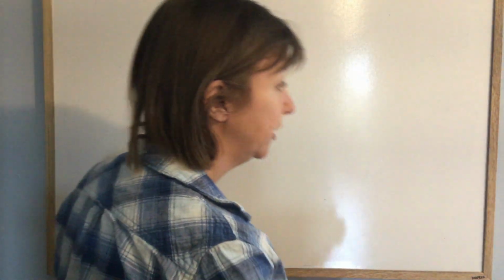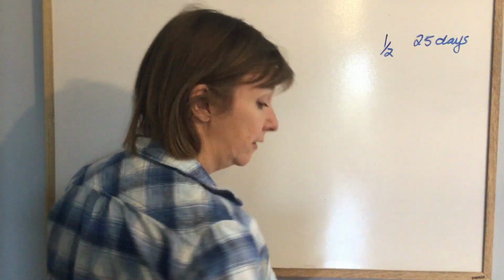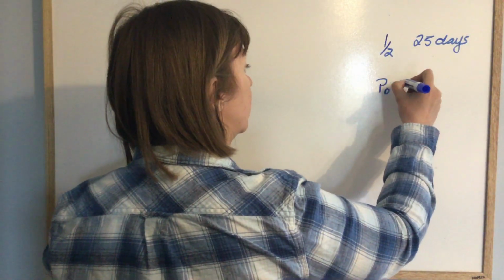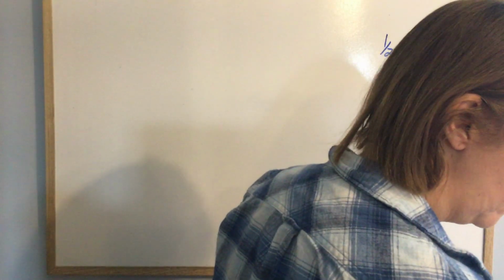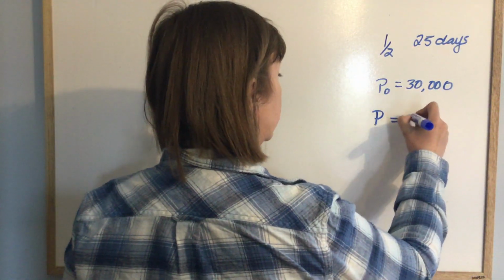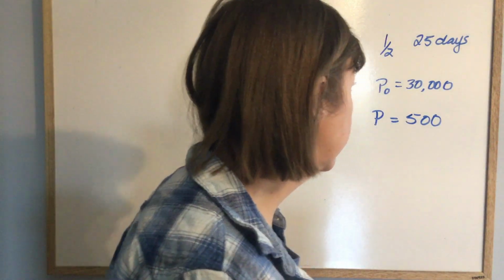All right, number 10. You just had to do A. Thorium-234 has a half-life of 25 days. How long would it take for 30,000 grams, so that is my original amount, of thorium-234 to decay to 500 grams? This is very much like number 3 was, okay?